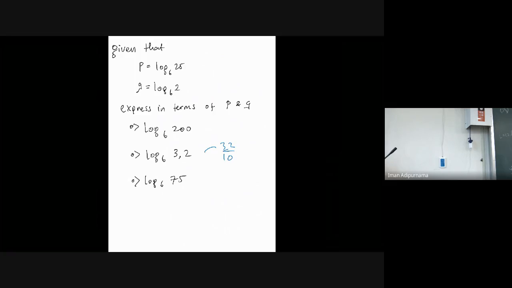Okay, so what you need to do is you have the given terms of P and Q, right? So this 200, 3.2, 75, you need to think where does this come from, this 2 and 25. How can you make the number 200 from 25 and 2? How many times do you need to multiply? Should you maybe add or subtract, right? And how do you make the 75 from this 25 and 2?